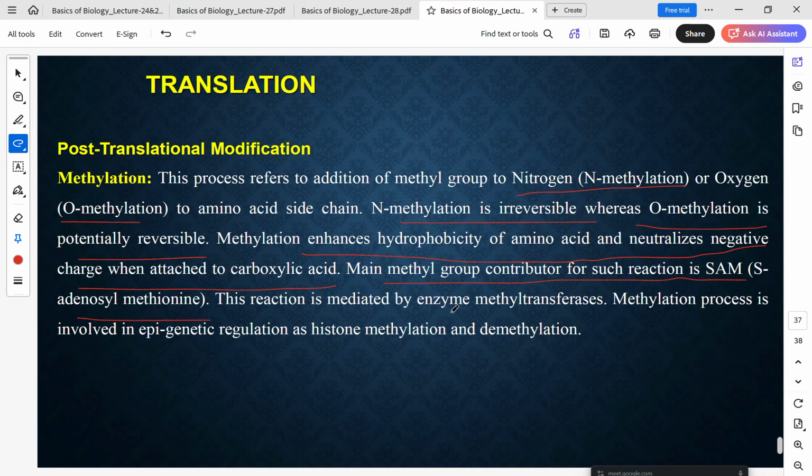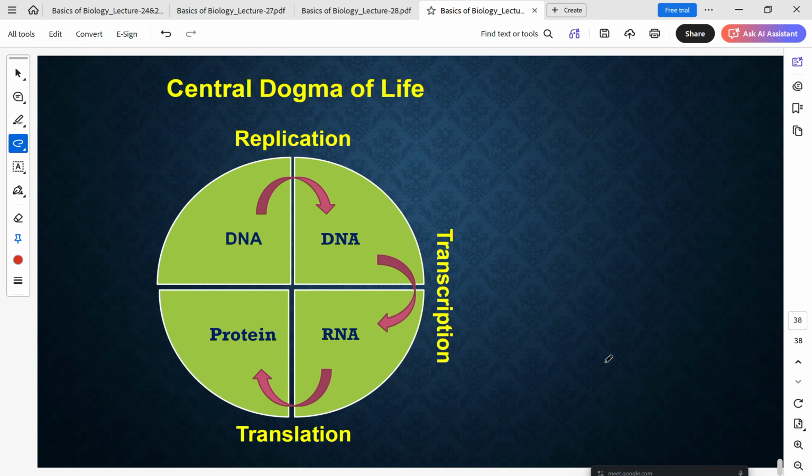This reaction is mediated by enzyme methyl transferases, and this methylation is important for a lot of epigenetic regulations, such as histone methylation and demethylation. So depending on the methylation status, the histones might be arranged in a more compact or a more dispersed fashion. Depending on which residues the methylation happens, the chromatin shifts between euchromatic and heterochromatic moieties.